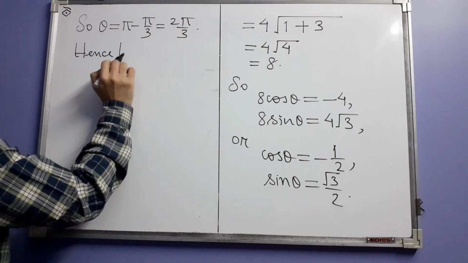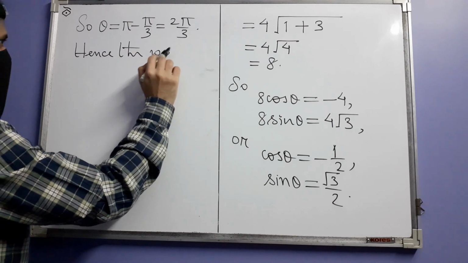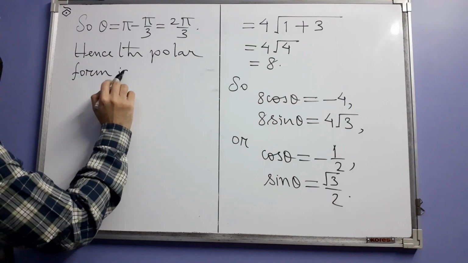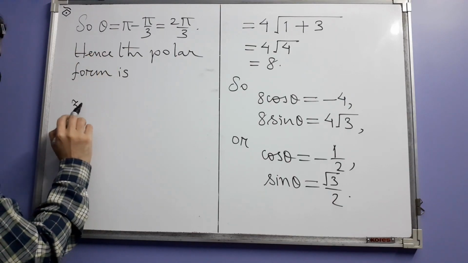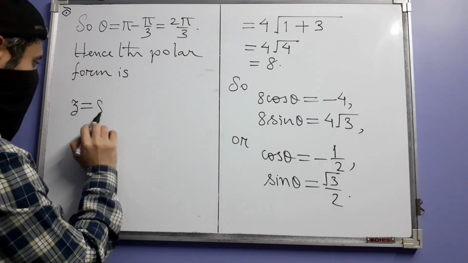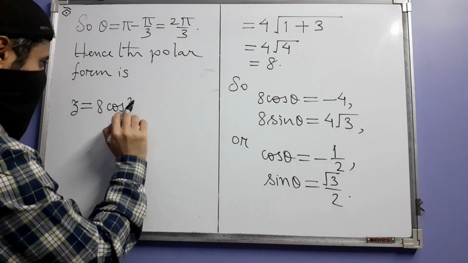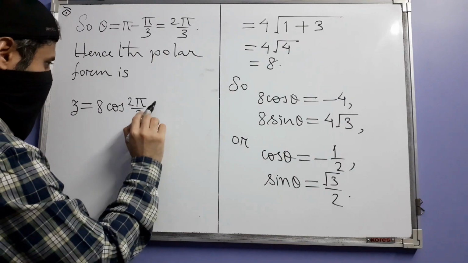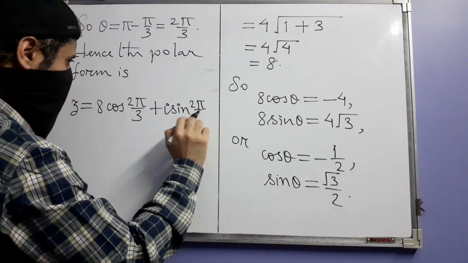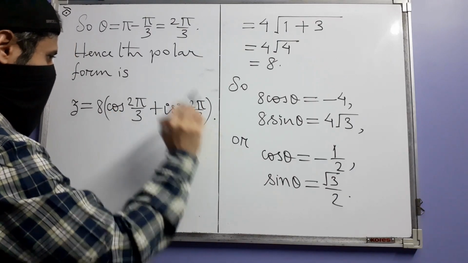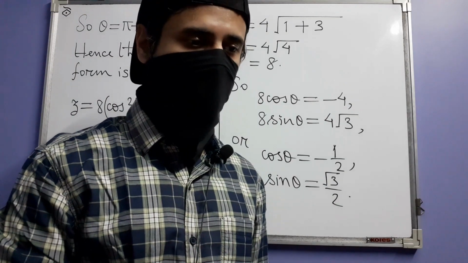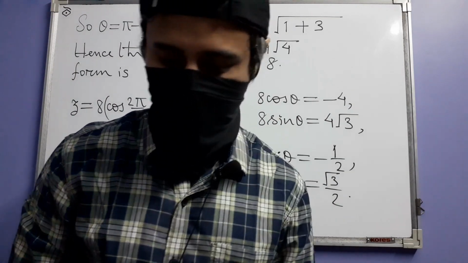Hence, the polar form is z equal to 8 times cos 2 pi over 3 plus I sine 2 pi over 3, and that's the example. This is how you can find arguments of a complex number.